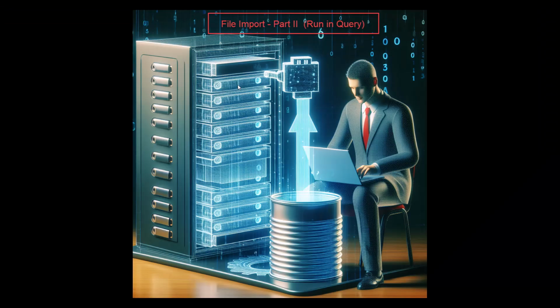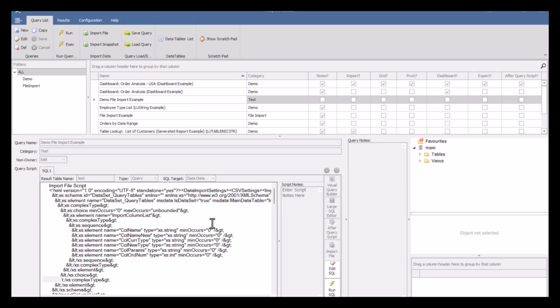Okay, now that we have seen how to import a file directly, let's take a look at how to use this in a query. First, we need to create or edit a query. So, let's edit the demo file import example query. Notice that it has an import file script, not a SQL statement. Now let's click on the Import File button on the right-hand side.